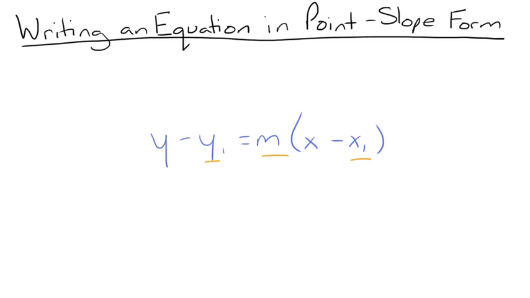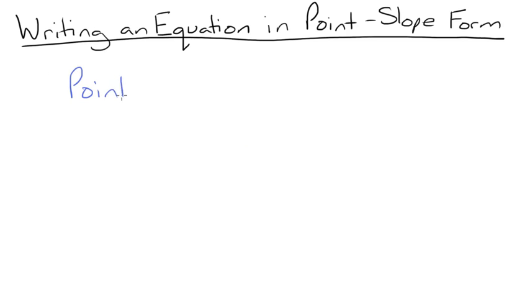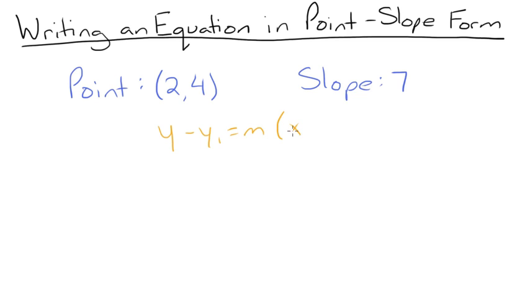So let's start by finding the equation of a line that passes through the point 2, 4 and has a slope of 7. So when we're given these two things, all we really have to do is plug these values where they belong. So first, let's write out our formula again. Y minus y1 equals m times x minus x1.